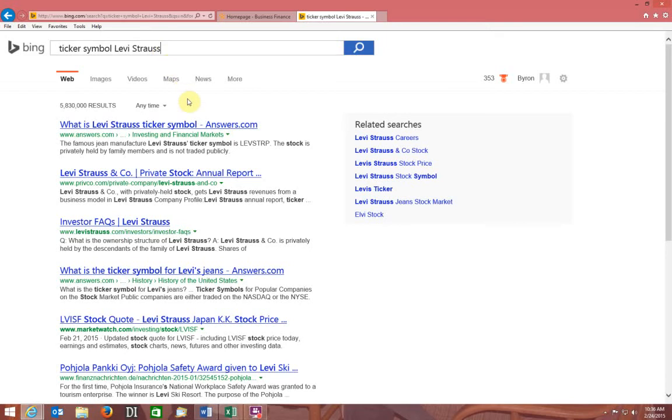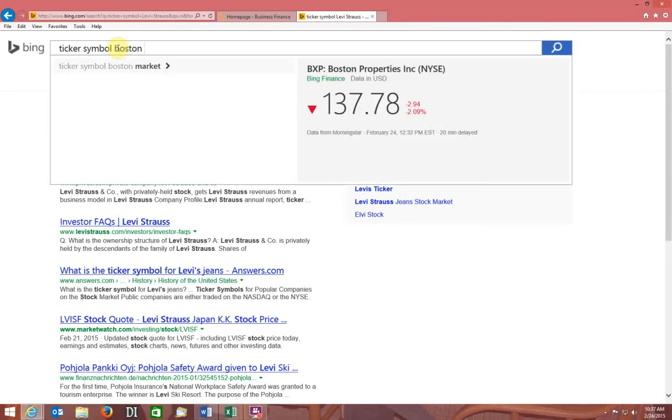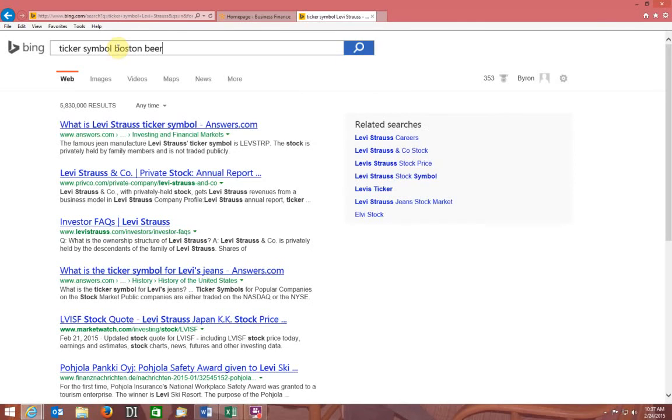So instead of Levi Strauss, let's take a look at ticker symbol Boston Beer. Yeah, great. I typed it, but it didn't want to type. So let's see again. Boston Beer Company. Hit my search. Wait for a half an hour. See what it brings up.